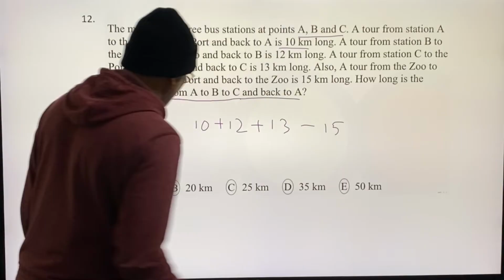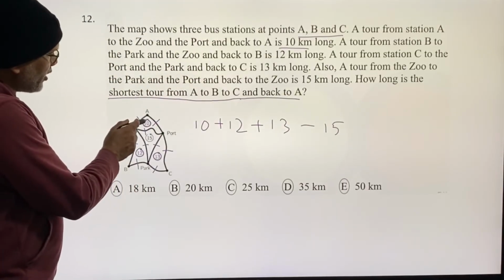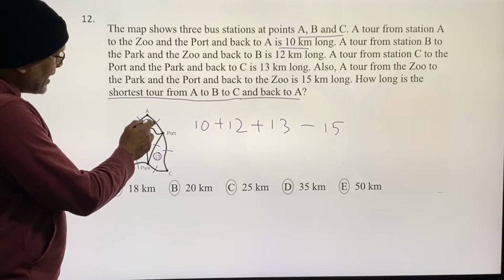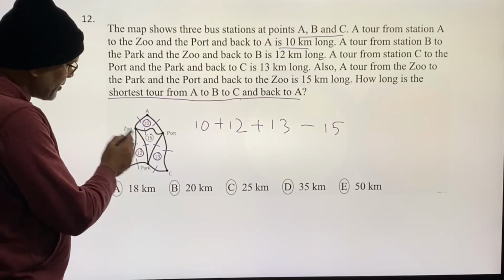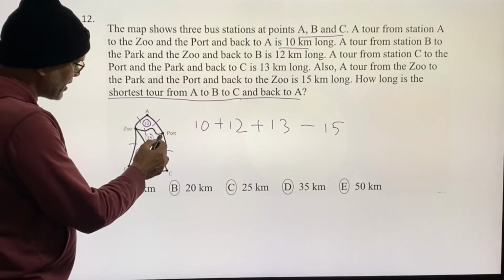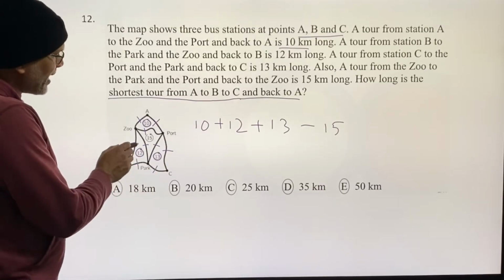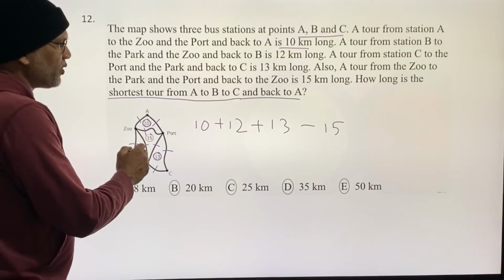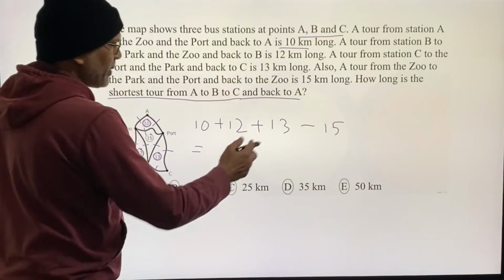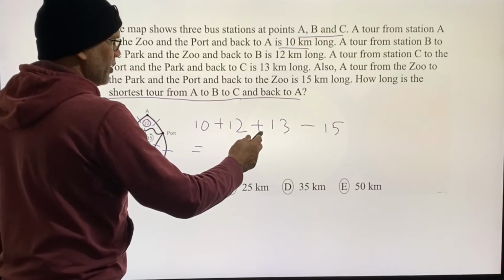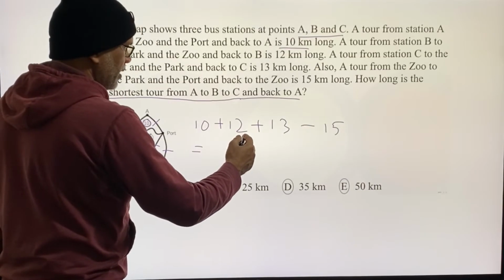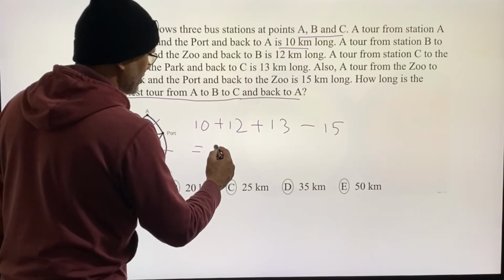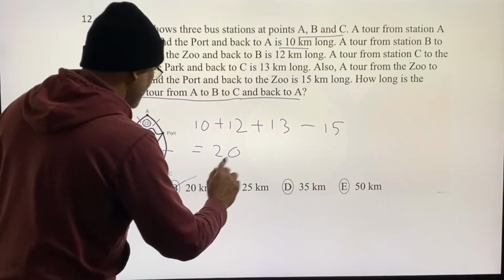Minus 15, right? Because 10 is going along each path of its triangle once, 12 is going along each path of this triangle once, 13 is going along each path of this triangle once, but that also includes the inside paths. So I want to take it out, right? So this is basically going to be, this is 13. If I borrow 2 here, this is 15, so that will cancel out, and then this is going to be 20, right? Then B is the correct choice.